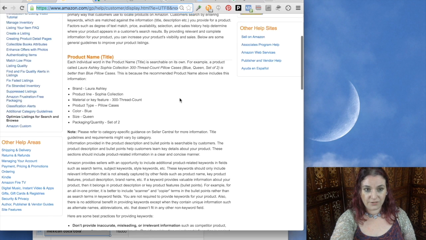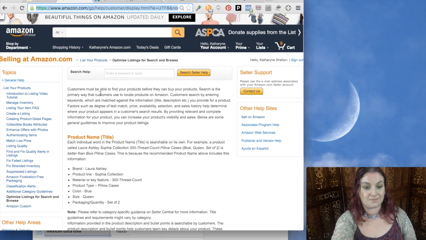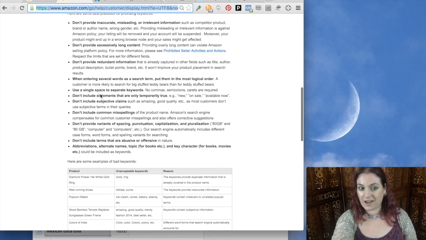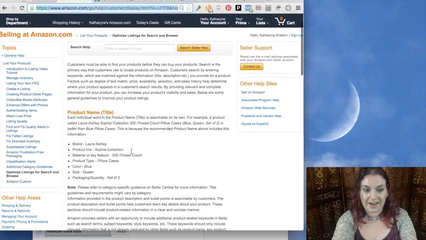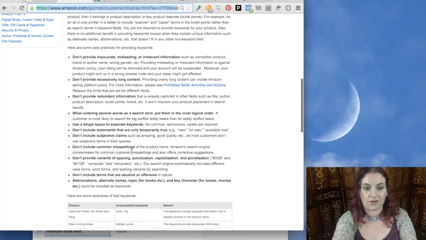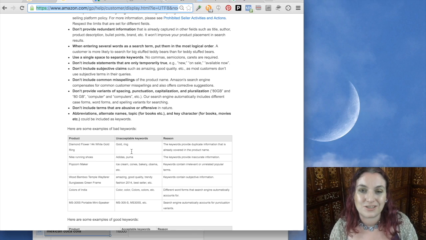So I'm going to leave you with that page. I think this is the most helpful thing I've seen Amazon put out about keywords, and I've been waiting for this for a really long time. It's right here. Go and find it. This is an awesome source of information, so go and check it out. You just have to do a search for optimized listings for search and browse and you will find it. It is the best piece of information that Amazon have given out on keywords and is so helpful. Study it, use it. Have fun and good luck making awesome products.